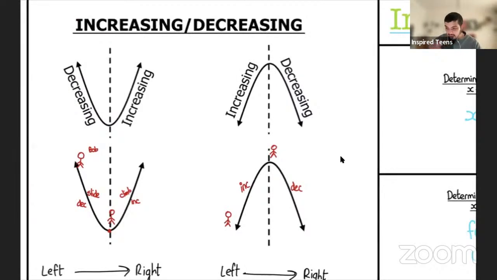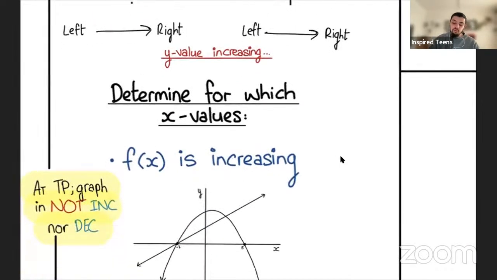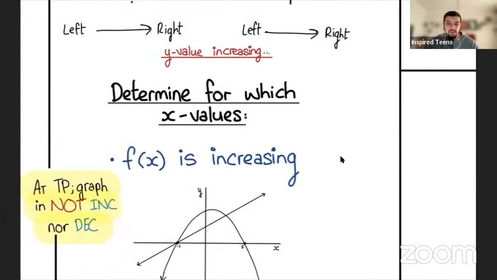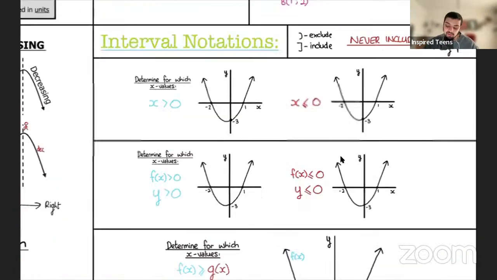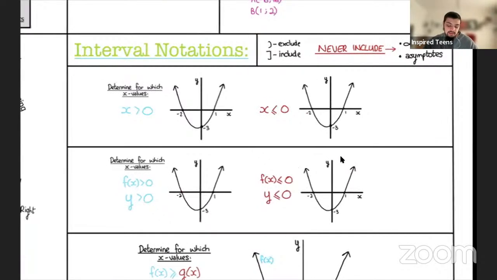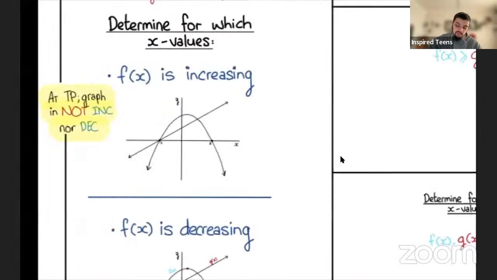Anything else to discuss? Doesn't seem like it. Let's move on here. Let's look at now how to determine the x values for which a graph is increasing, because these are common questions. Determine the x values for which the graph is increasing, as well as these interval notations that we deal with: x is greater than 0, f of x is greater than 0, f of x is greater than g of x, and all of those good stuff.